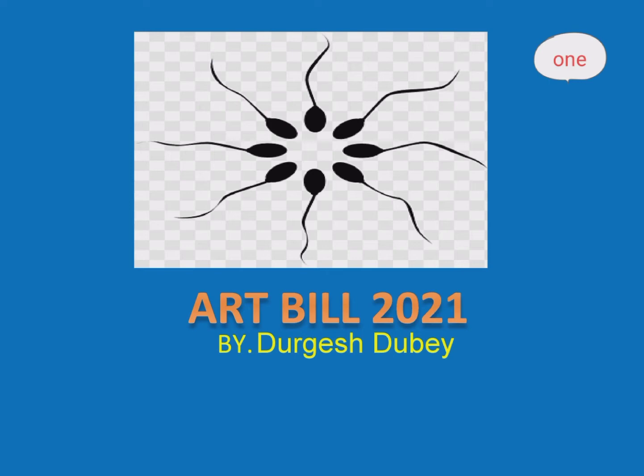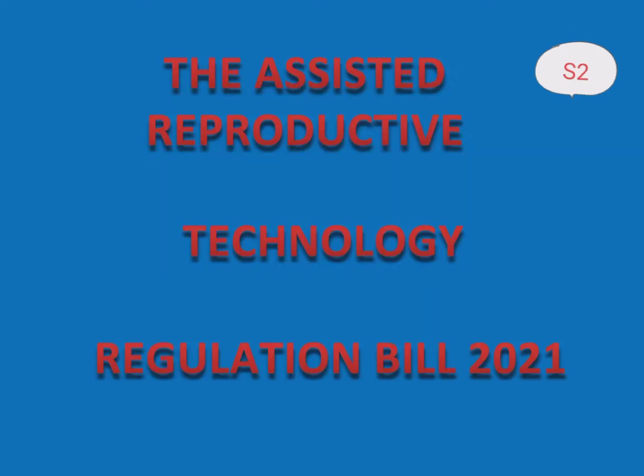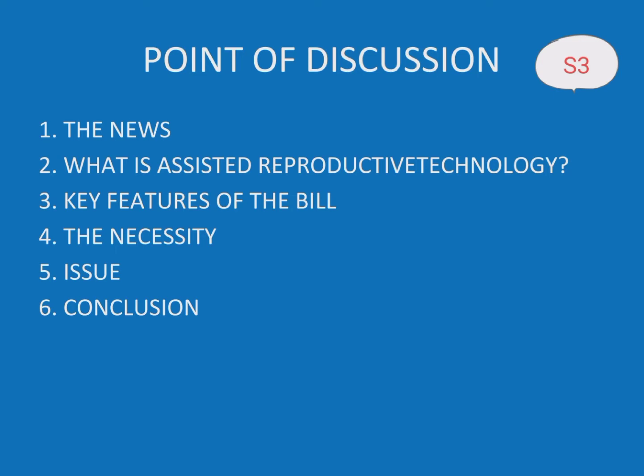The topic that we are going to discuss today is the ART Bill 2021, that is Assisted Reproductive Technology. This bill is being discussed because a new bill has passed in Lok Sabha by the name of the Assisted Reproductive Technology Regulation Bill. We are going to cover the constitutional and factual and relevant features of the bill, along with issues related to the bill and the way forward.